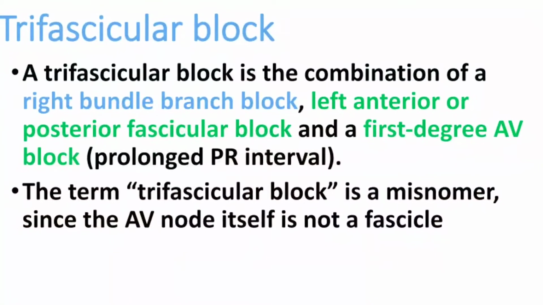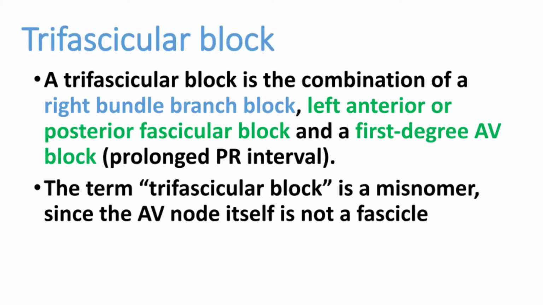Today we are going to discuss trifascicular block. You may know about first degree heart block, bundle branch blocks, anterior hemiblock and posterior hemiblock. Now we are going to talk about trifascicular block. Actually, it's a misnomer. There are no three fascicles in our heart. So actually it is a combination of two types of block.